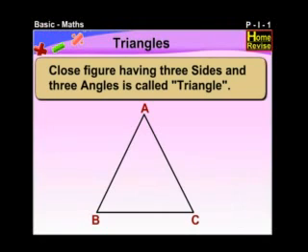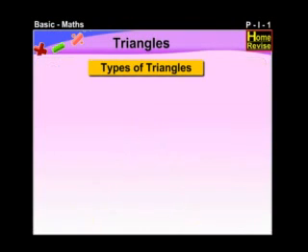We are going to learn about triangles. A closed figure having 3 sides and 3 angles is called a triangle. Let us study about types of triangles.